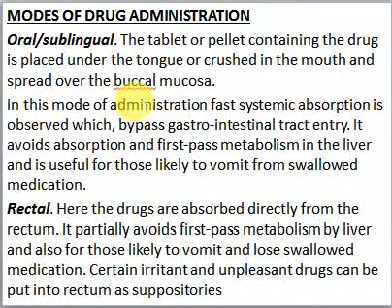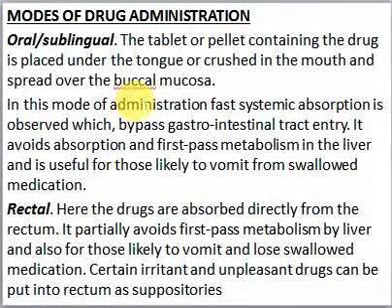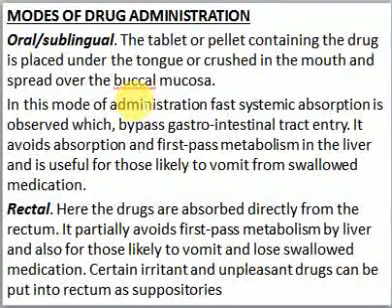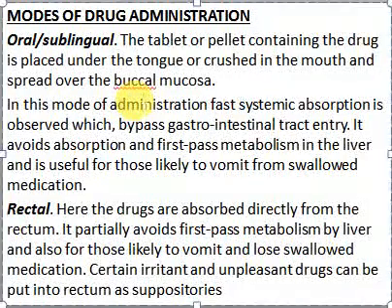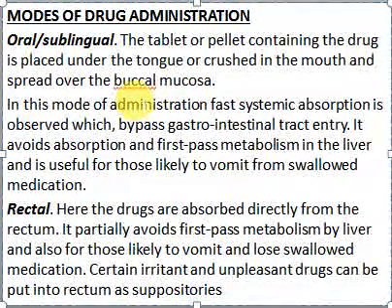So this is a fast absorption method, right? Again, that will bypass the gastrointestinal tract, avoid the absorption there, and avoid first pass metabolism in the liver, right? Since it's not going to the liver, it's directly entering your bloodstream, so the problem of first pass metabolism will be avoided, right?